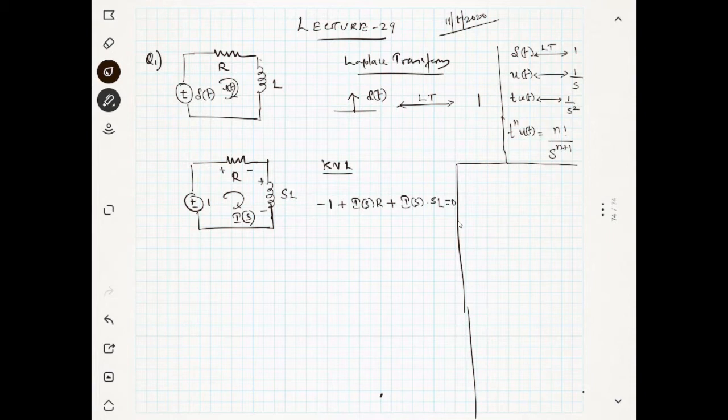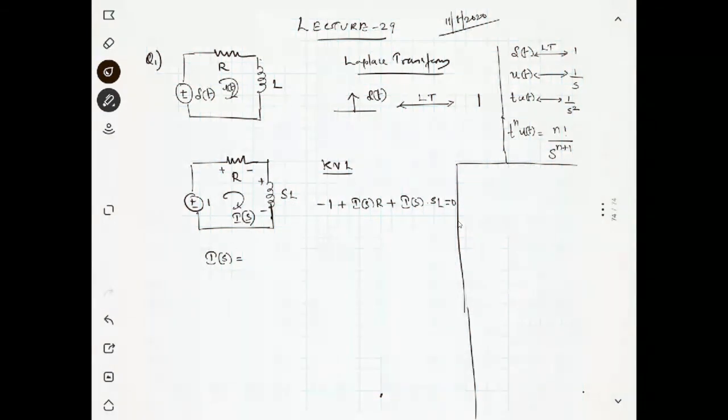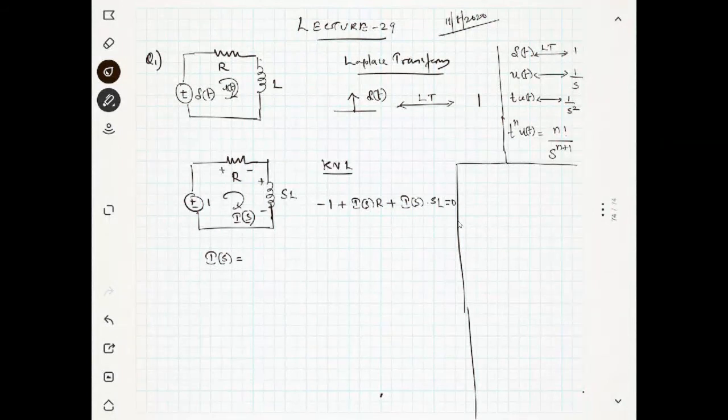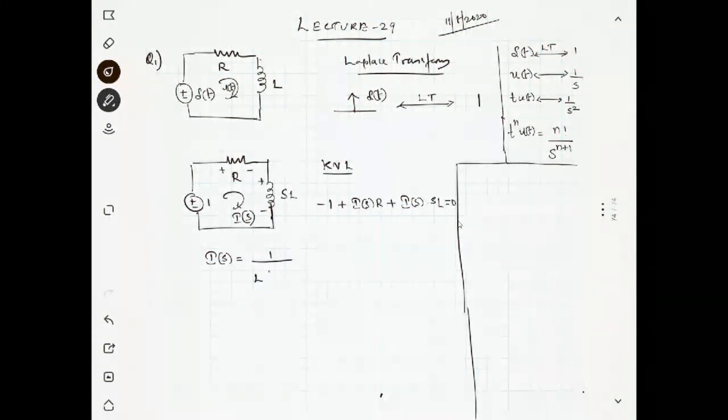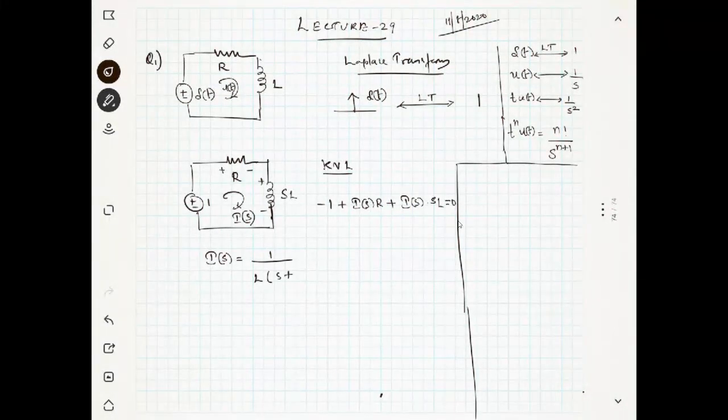Yes, doctor. From this equation, you will get I of s equal to 1 over L into s plus R over L. If you solve this equation for I of s, you will get it. Just solve it for I of s.